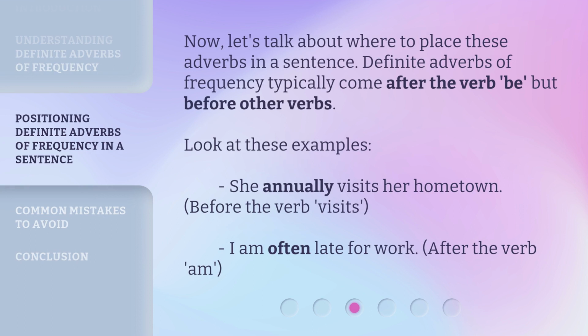Now, let's talk about where to place these adverbs in a sentence. Definite adverbs of frequency typically come after the verb be, but before other verbs. Look at these examples. She annually visits her hometown. Before the verb visits. I am often late for work. After the verb am.